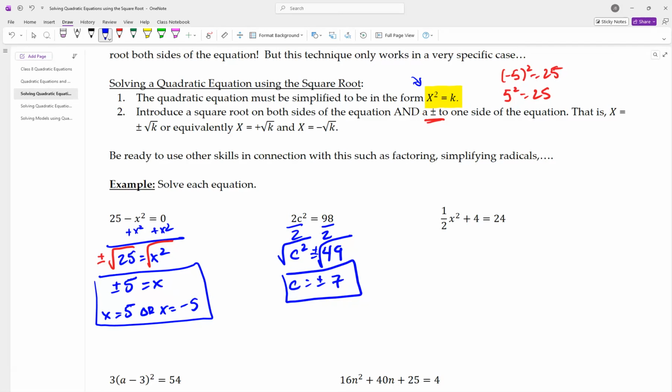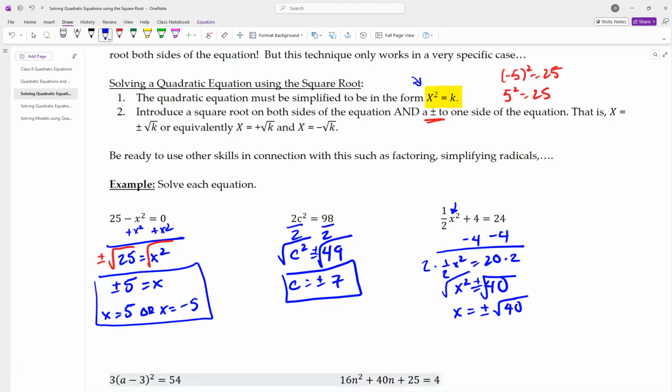Well, and then we get to the next one. Again, we want to isolate the x squared. I want to just have that. So let's see, I have to subtract 4 first. So 1/2 x squared is equal to 20. Is this going to be nice? I don't know. Multiply by 2 or divide by 1/2, depending on your personal preference. So I have x squared is equal to 40. You're like, oh crap, that is not easy. That's okay, we can work with tough things. So introduce a square root and introduce a plus and a minus. So x is equal to plus or minus square root of 40.